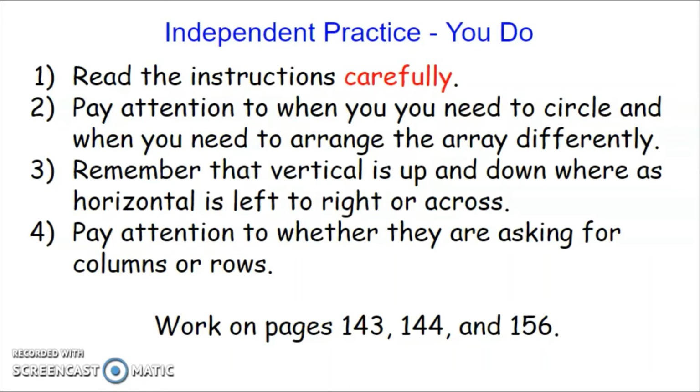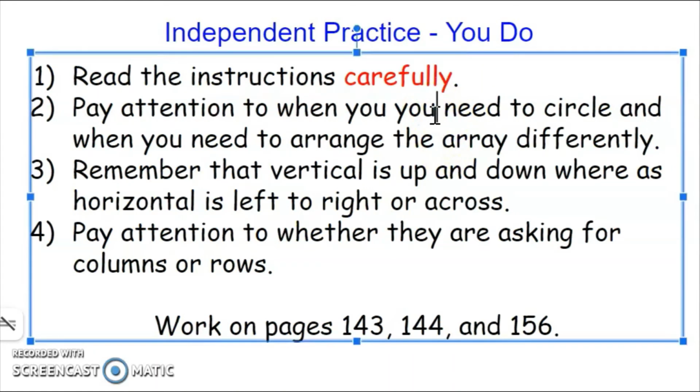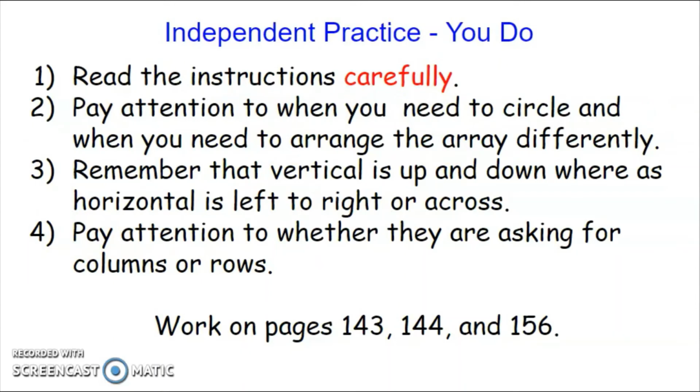As you get ready to move into your independent practice and your exit ticket, I would like for you to keep these 4 things in mind. Number 1, read the instructions carefully. This is so important. Do not guess about what you need to do. Please read the instructions carefully. Number 2, pay attention to when you need to circle and when you need to arrange the array differently. Remember that vertical is up and down, whereas horizontal is left to right or across. And then Miss X made a mistake there, so I'm going to correct it. Number 4, pay attention to whether they are asking for columns or rows.